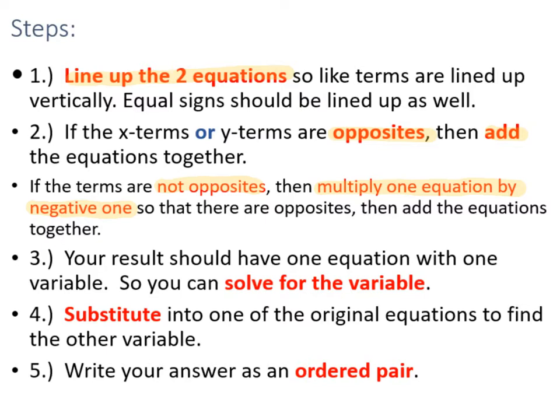add the equations together. Your result should have one equation with one variable, so you can solve for the variable. Then you can substitute into one of the original equations to find the other variable, and lastly write your answer as an ordered pair.